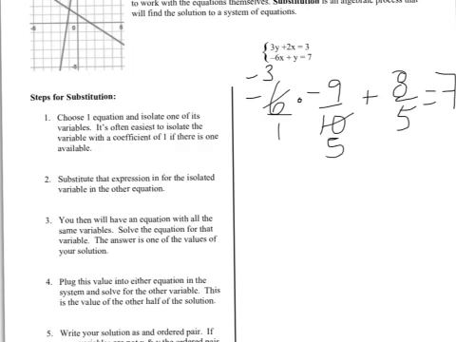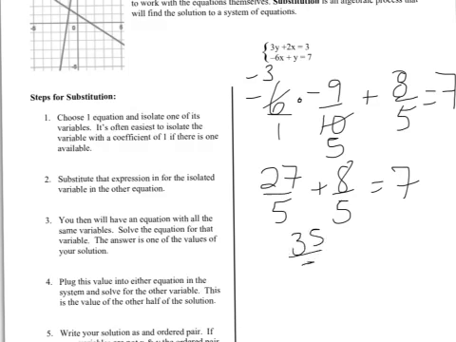Negative 3 times negative 9 is 27, so I get 27 over 5 plus 8/5 equals 7. And last time I checked, 27 plus 8 was 35, so 35 over 5 equals 7. And you get here that 7 is equal to 7. So you did it correctly. Go ahead and move on to the next page and try the next problem.